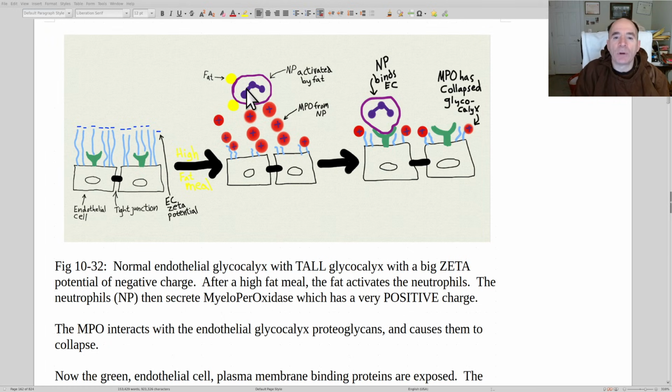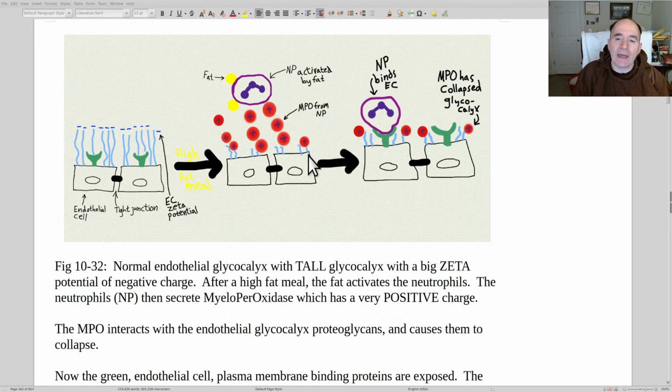So anyways, when a person eats a high-fat meal, the high-fat molecules interact with the neutrophils. NP is for neutrophil. The neutrophil becomes activated, and it starts to release these little positive charges called myeloperoxidase, usually abbreviated MPO. They're very positively charged, sometimes referred to as very cationic. They will then float down to the endothelial glycocalyx, bind to the negatively charged glycocalyx, and actually cause it to collapse down.